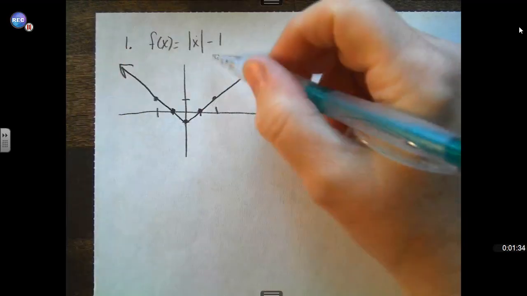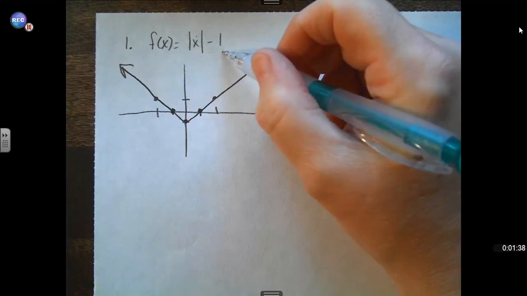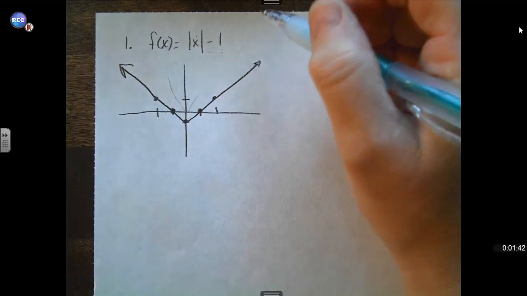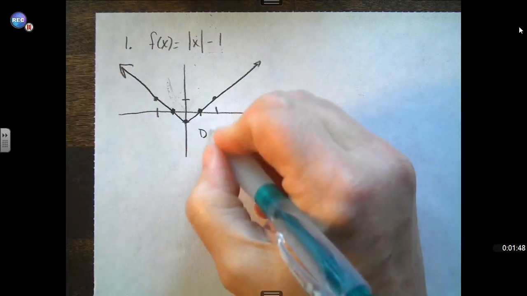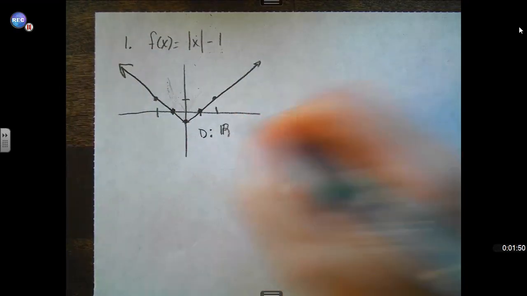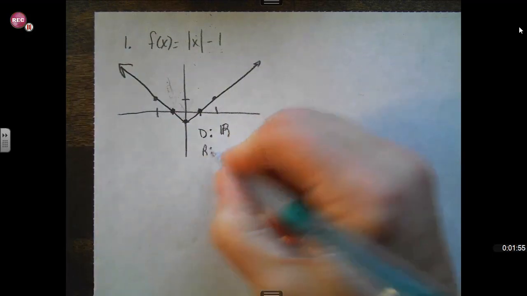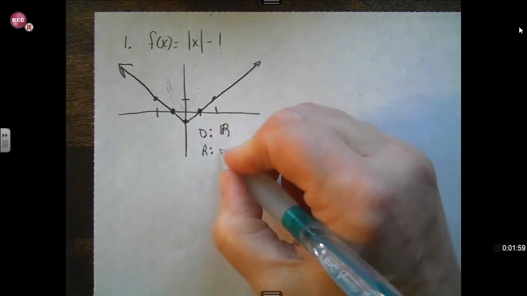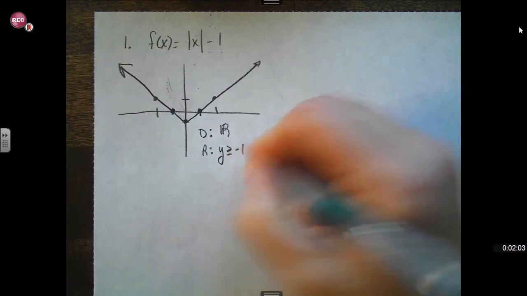So this part of it moves the parent function down 1. The parent function would be the one that opens from the origin. So domain, all real numbers. There's no restrictions on the domain. Range, obviously I did not get anything below -1. So we say y is greater than or equal to -1.